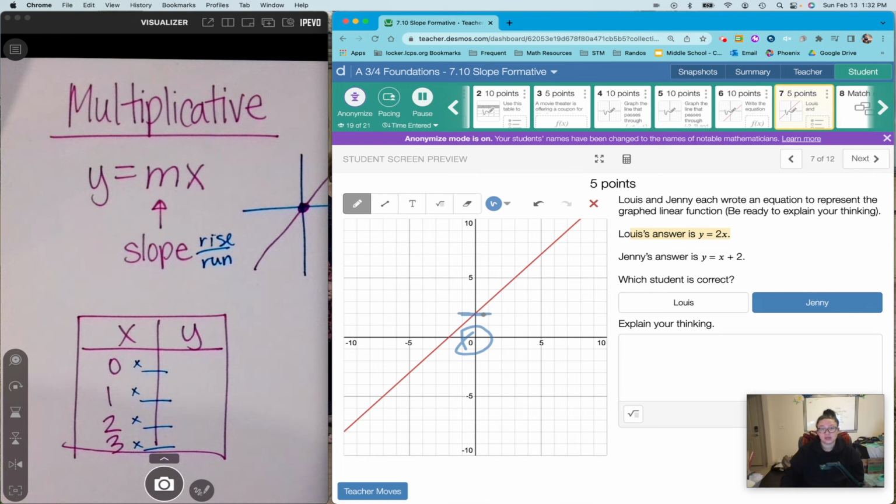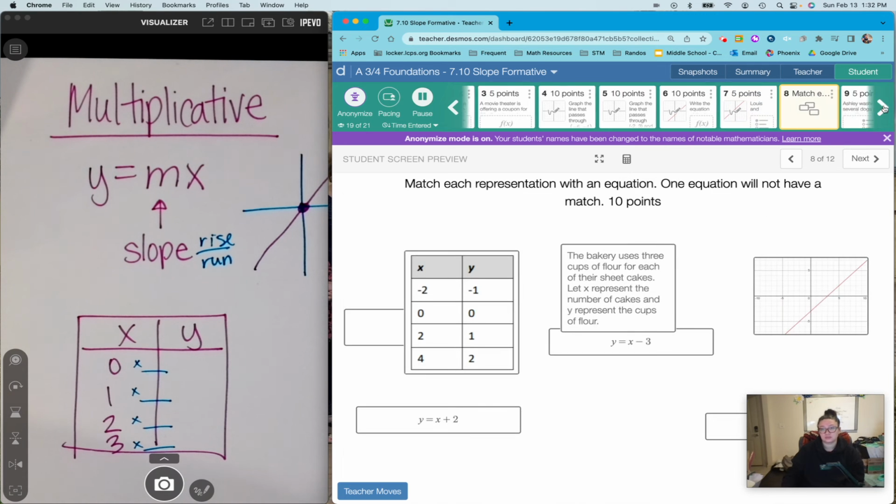What number is that y-intercept? That's at 2. So if they wanted us to write an equation, this would be y equals x plus 2, which is what Jenny said.